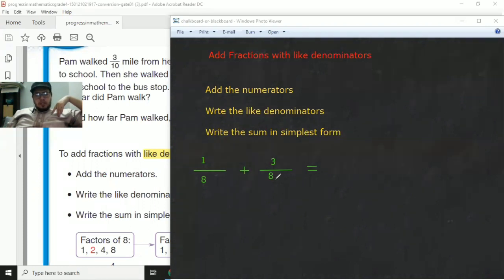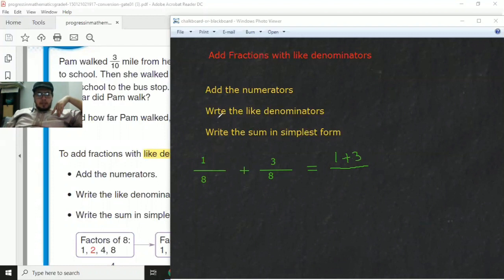So what are the steps that we have to follow to solve this problem, or to add two fractions with the same denominators? First of all, we have to add the numerators. The first numerator here is 1 and the second is 3. If I add them, it will be 1 plus 3.